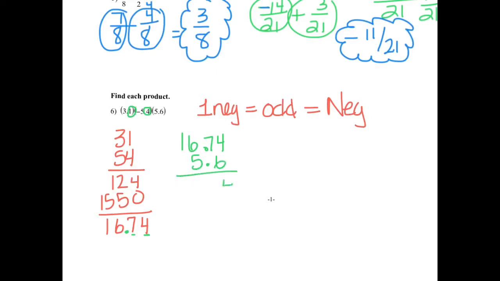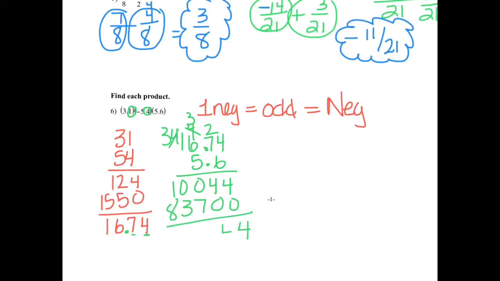6 times 4 is 24. 42 plus 2 is 44. 36 plus 4 is 40. 6 times 1 is 6 plus 4 is 10. Bring down a 0. 5 times 4 is 20. 5 times 7 is 35. 36, 37. 30 plus 3 is 33, and 5, 6, 7, 8. Add them up.